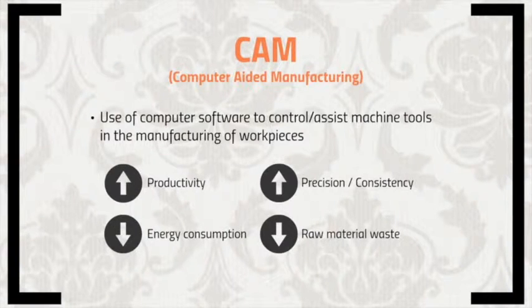Now we move on to computer-aided manufacturing. Computer-aided manufacturing allows engineers to control our machine tools to create the best possible products that we can. Using this, we can increase productivity, precision, and consistency of our design. We can reduce energy consumption as well as the wastage of raw material.